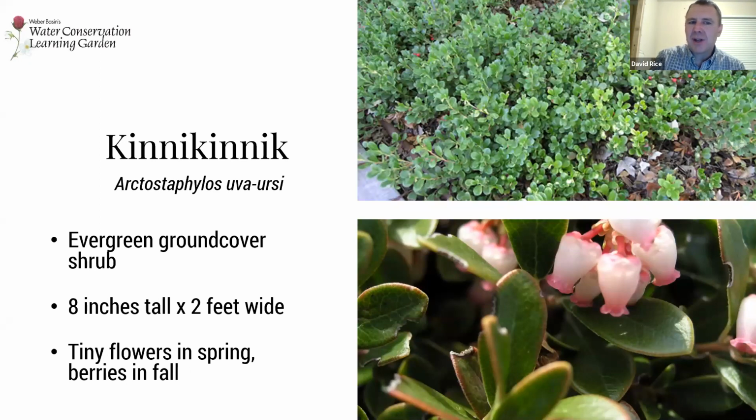Kinnikinnick is actually an evergreen shrub ground cover. I mean, it kind of looks like a perennial, but it's actually a woody ground cover. It can get about 8 inches tall, 2 feet wide, sometimes a little larger. It does actually have a tiny little flower, but if you're not looking for it, you won't see it. Kind of an inconspicuous flower there, and it does have a little red berry in the fall.